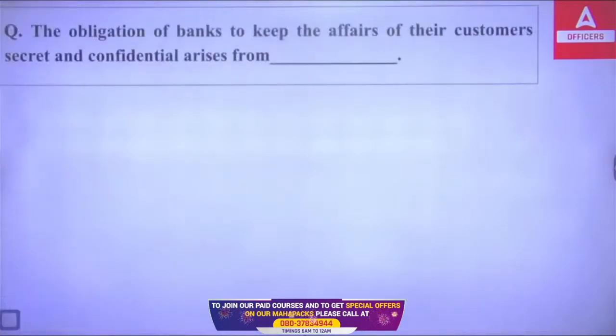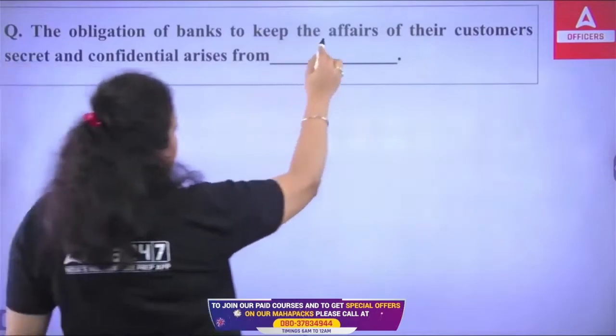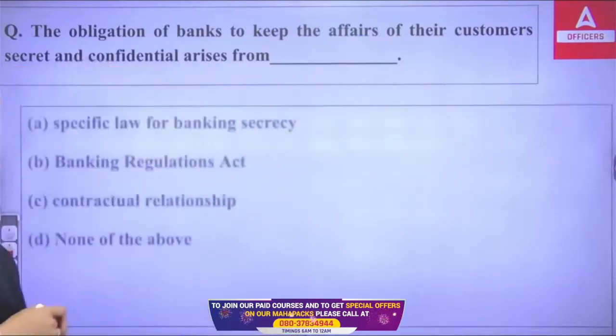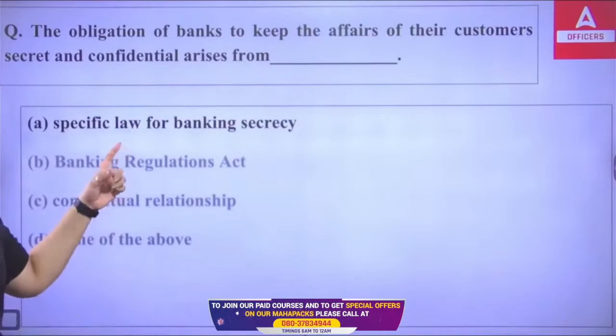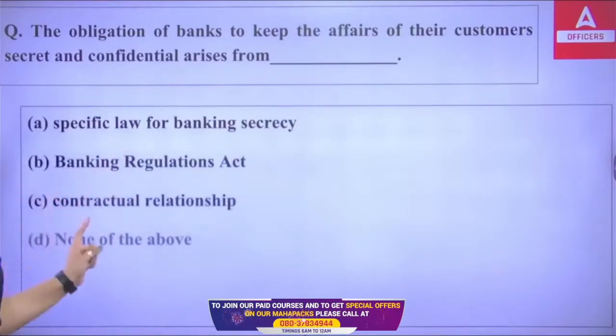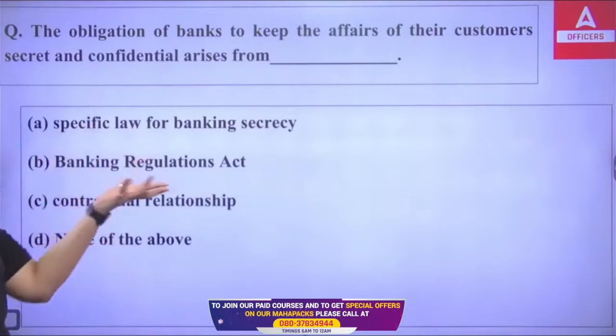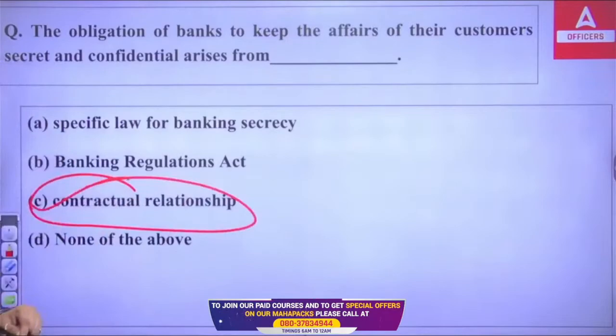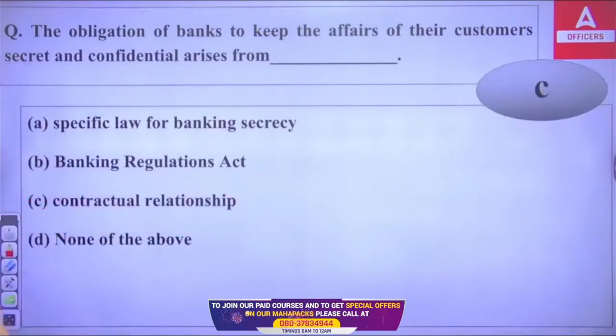Now, the obligation of banks to keep the affairs of their customer secret and confidential arises from dash. First, a specific law for banking secrecy; Banking Regulation Act; contractual relationship; none of the above. So secrecy and confidentiality, the obligation of a bank towards the customer, comes from where? It simply comes from the contractual relationship the bank and customer have. So the right answer will be C.